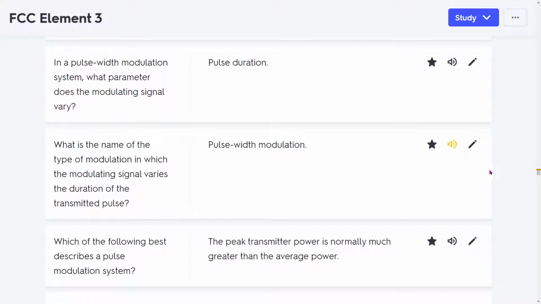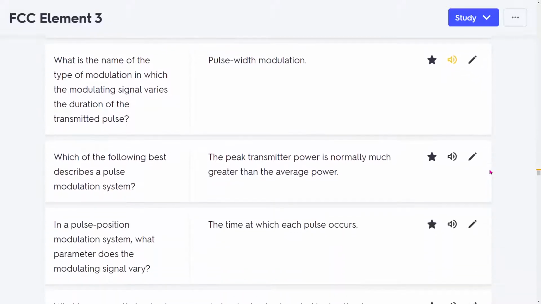What is the name of the type of modulation in which the modulating signal varies the duration of the transmitted pulse? Pulse width modulation. Which of the following best describes a pulse modulation system? The peak transmitter power is normally much greater than the average power.